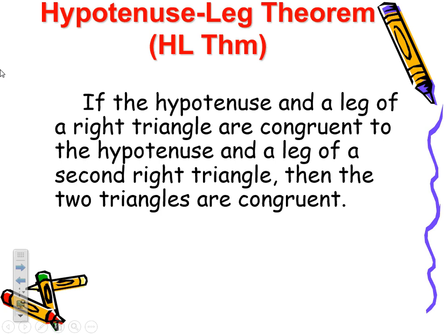All right. Hypotenuse leg theorem. So write this down for me, please, sir. If the hypotenuse and a leg of a right triangle, this is really important, it has to be a right triangle, are congruent to the hypotenuse and a leg of a second right triangle, then the two triangles are congruent. All right, make sure you get this down. Push pause if you need.